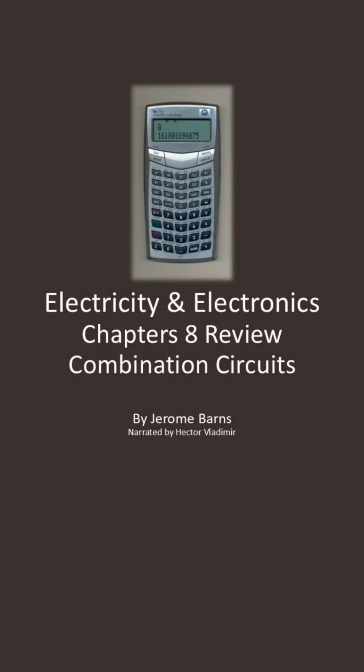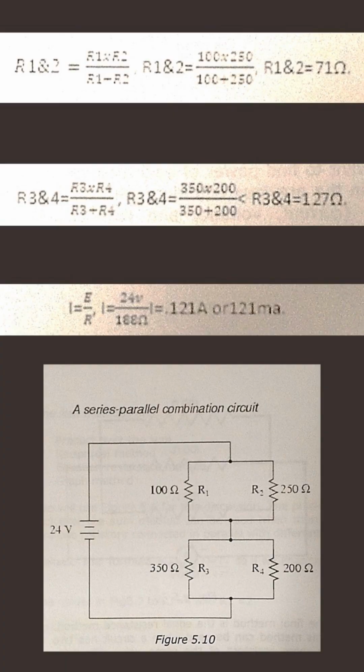Series parallel circuits or combination circuits. A combination or series parallel circuit, figure 5.10, is a circuit that will have both a series branch and a parallel branch. You will have to use the rules for series and parallel circuits in this type of circuit.